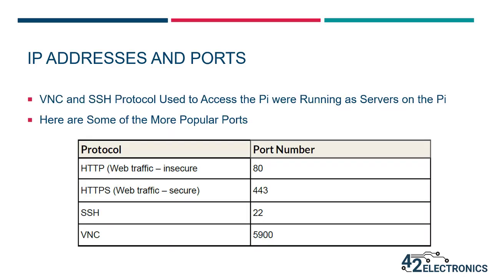The VNC and SSH protocols that we use to access your Pi were running as servers on the Pi, and here are some of the most popular ports. These port numbers are the default port for each protocol listed. This means that you don't always have to specify a port when accessing these services.